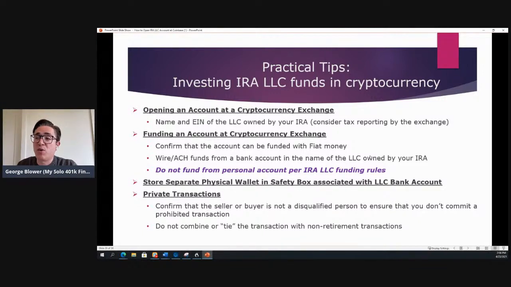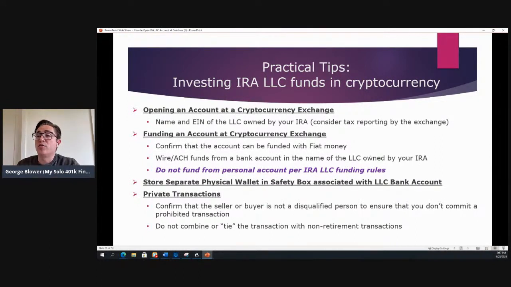You can't fund it, as we talked about in the prior slide, from a personal account because of those IRA LLC rules. You can only transfer money from your IRA. You can't transfer it from your personal account to the LLC account, whether it's the LLC account at the bank or the LLC account at Coinbase.